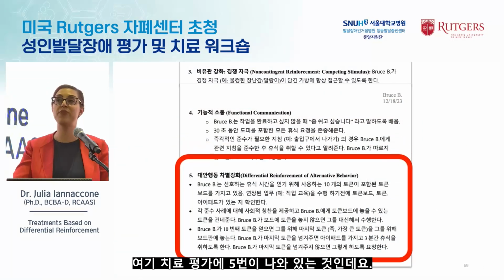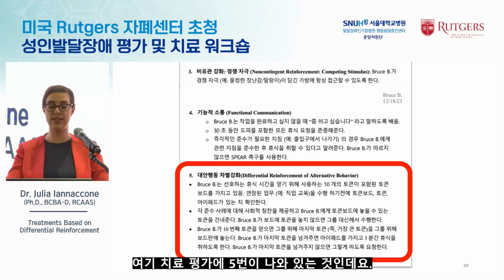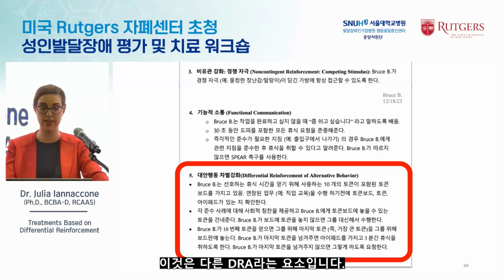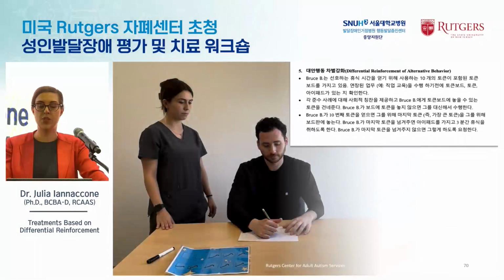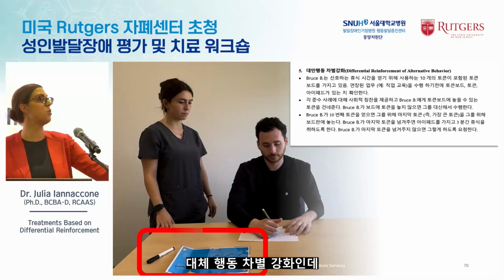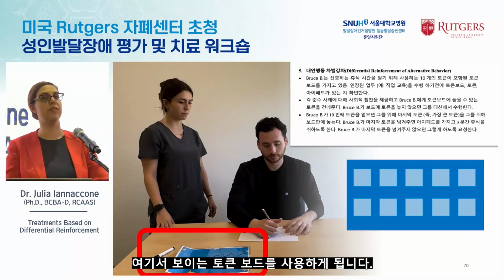So that's what component 5 is for in his treatment plan. This is the other DRA component. So this component is using the token board, which you see right here in front of Tori.